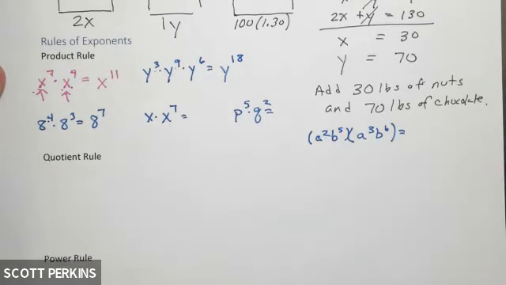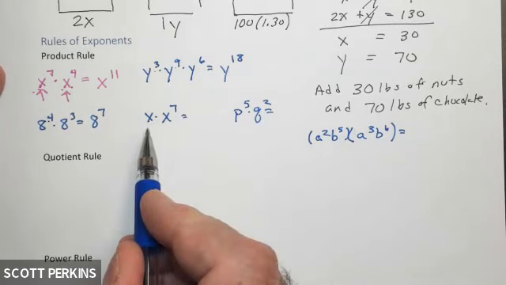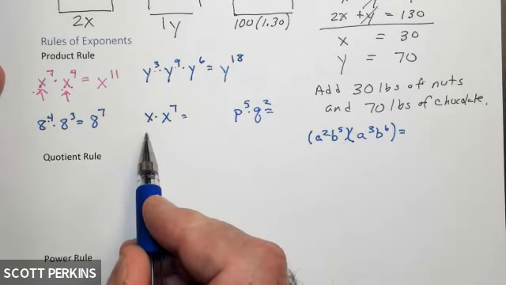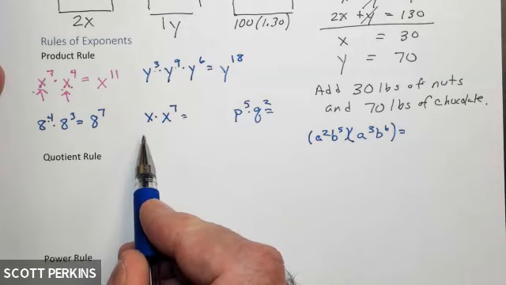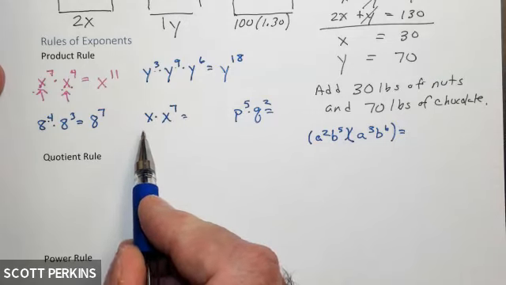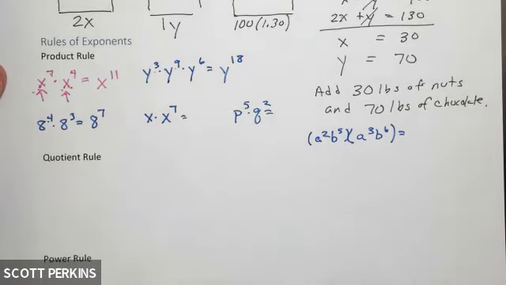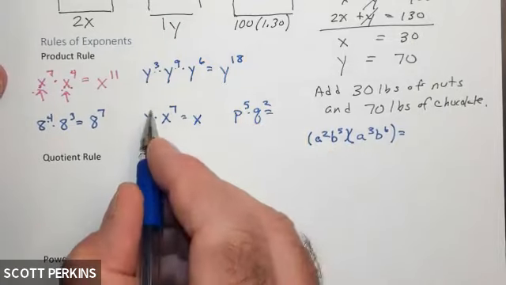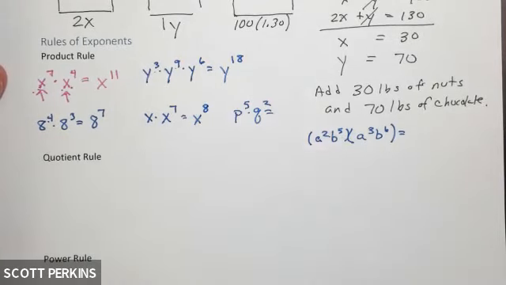Okay, the next one, x times x to the 7th. The reason I'm giving this problem is, what's the exponent on the first x? 1. Even though it's not written, there is a 1 assumed there. So if you didn't know that, just pencil it in. And so that's going to give me x to the 1 plus 7, or 8.